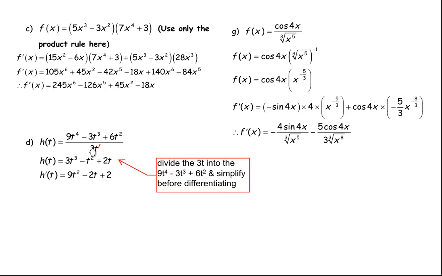When you divide these, negative 3t cubed by 3t, you get negative 3 divided by 3 is negative 1, and 3 minus 1 would be 2. And so next we would divide the 6t squared by the 3t. 6 divided by 3 is 2, and then 2 minus 1 is 1, so just 2t to the first. And then we would use power rule. So 3 times 3 is 9, subtract 1 from the exponent. Derivative of negative t squared is minus 2t, and derivative of 2t is just 2.